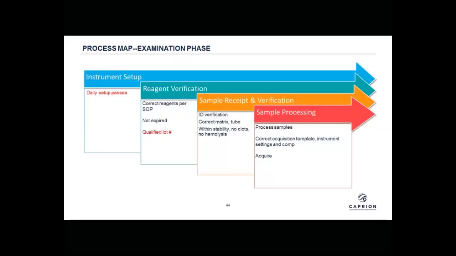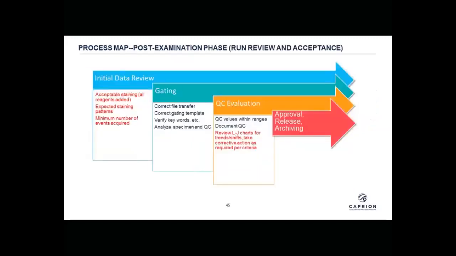Now we are ready to go ahead and stain our sample for the SOP. We need to make sure we have the correct acquisition template, the correct instrument settings, and compensation all applied. And now we can hit acquire on the instrument. Next, we're going to process map the post-examination phase, or the run, review, and acceptance. So we need to look at a quick look-see at the data, make sure all the antibodies were added and the staining is as expected.